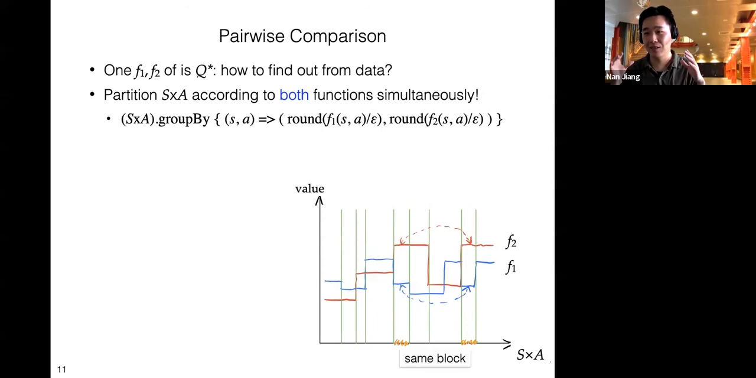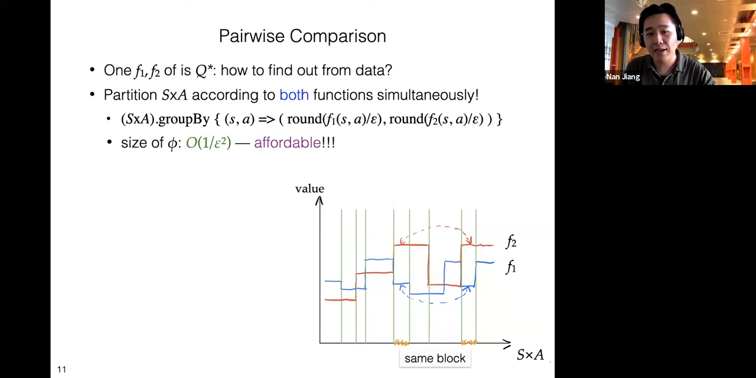And again, this is the code. In fact, when we actually implement this method, this is roughly what we do in our implementation. And the cost of doing this without knowing which one of the functions is Q star is that in this case, you pay 1 over epsilon squared. But this is still, theoretically speaking, affordable. And as we'll see, in practice, it actually works very well.